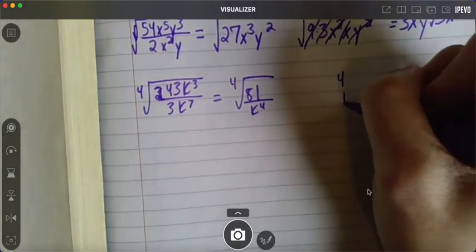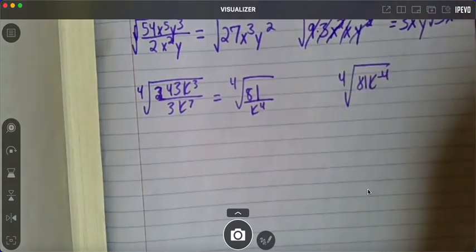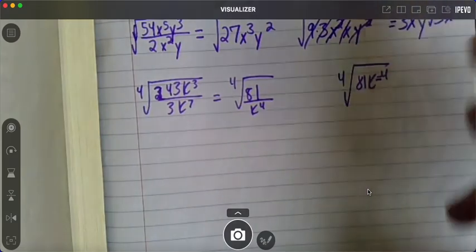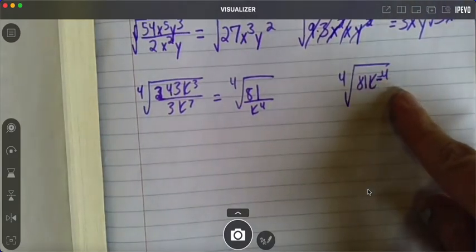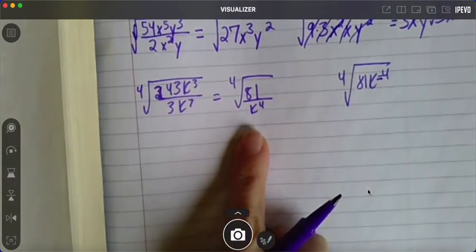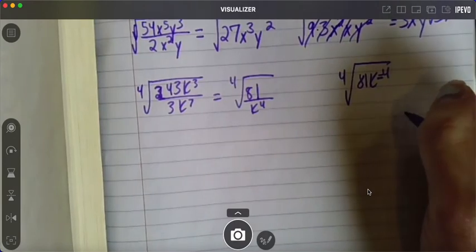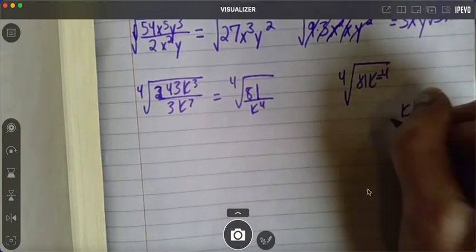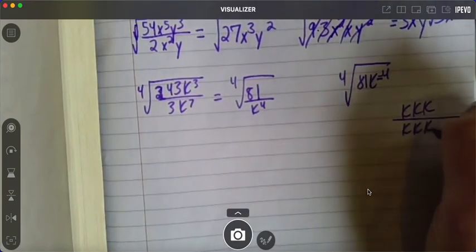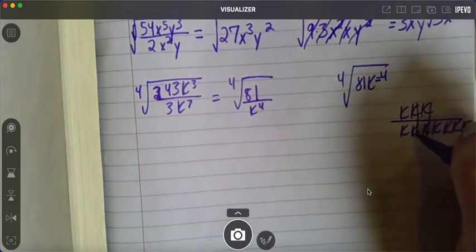Otherwise, another way to write it would be 81k to the negative 4th. If you did 3 minus 7, what is that? A negative 4. What happens with a negative exponent? Where does it have to go? That's what that says, okay? Another way to have looked at it would have been to say, I have 3 k's in the top, and I have 7 k's in the bottom. How many more k's do I have in the bottom?